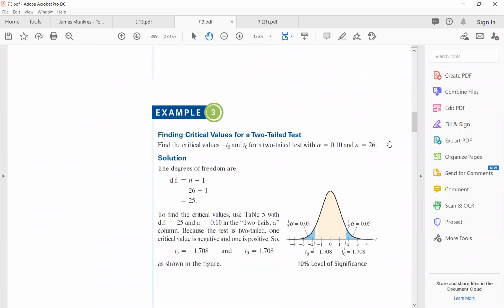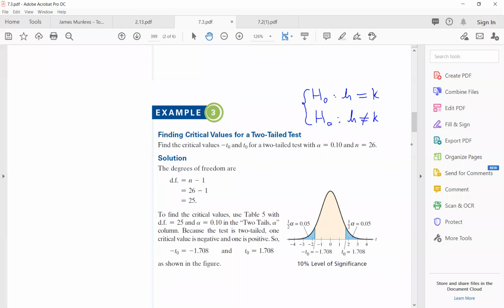Another example. So we're done with left-tailed graph, right-tailed graph. Now, what if we have a two-tailed graph? Question says, find the critical values for a two-tailed test. So in this case, your hypothesis test is going to be like this. Your alternative hypothesis says mu is not equal to a number like k, so its opposite. Null hypothesis says mu is equal to k.